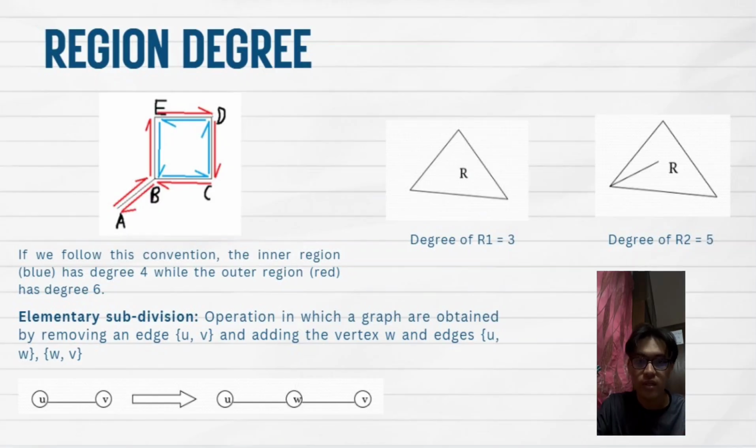Next, for the region degree, we follow this convention. The inner region, which is blue, has degree 4, while the outer region, red, has degree 6. For example, on the right side, R1 has degree 3, while R2 has degree 5. Move on to the elementary subdivision. It is the operation by which a graph is obtained by removing an edge UV and adding the vertex W and the edges UW and WV. You can see the example at the bottom.